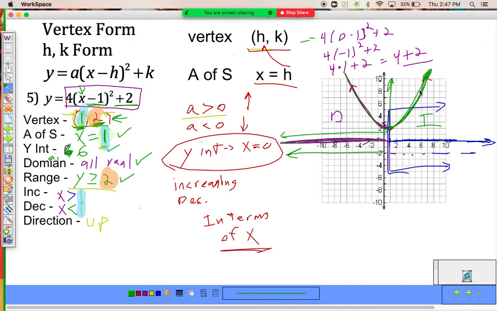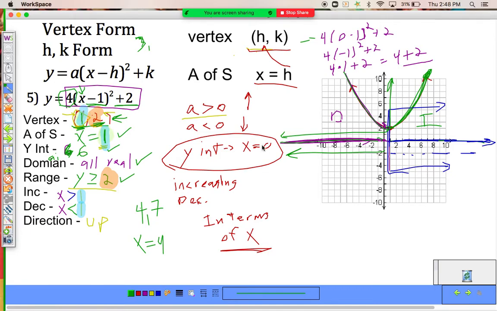Yes, the axis of symmetry is, if my ordered pair for my vertex was 4, 7, my axis of symmetry is x equals 4 automatically. All right, and this number in the front, if it's positive, it goes up. If it's negative, it goes down. All right, that's all I want for your homework.